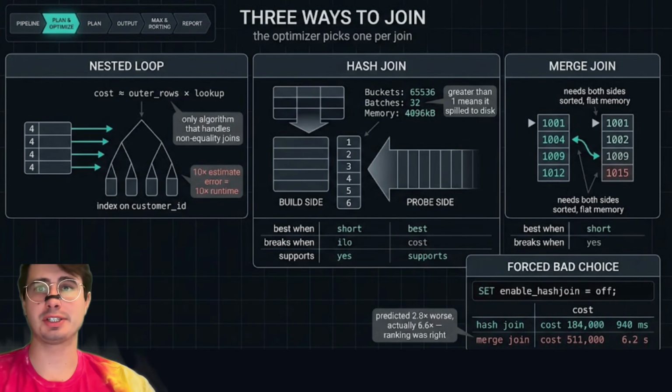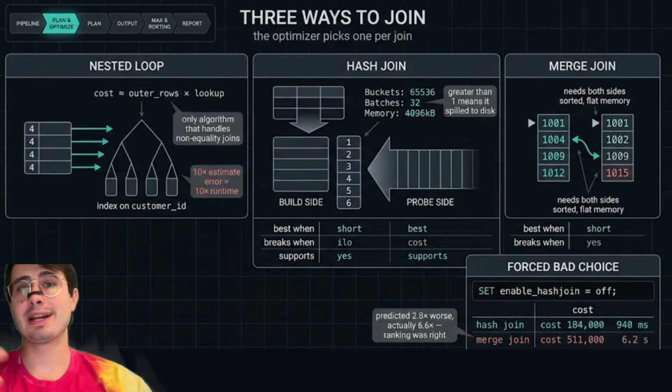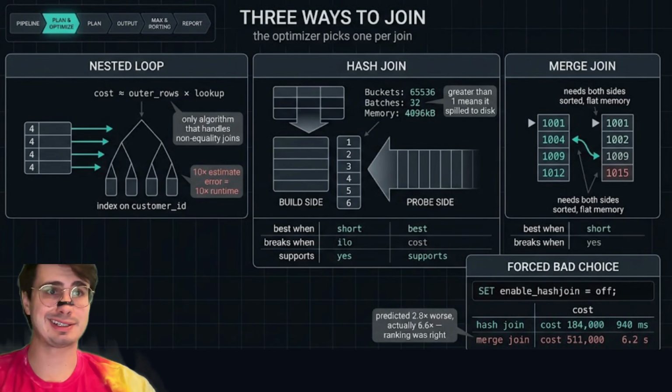For every row on the outer side, go and find the matching rows on the inner side. If the inner side has an index on the join key, each of those lookups is cheap, and the total cost is roughly the number of outer rows times the cost of one lookup. So nested loop wins when the outer side is small, genuinely small, like hundreds or low thousands of rows, and there's an index on the inner join column. And it's also the only algorithm that works for non-equality joins, because you can't hash a greater than condition.